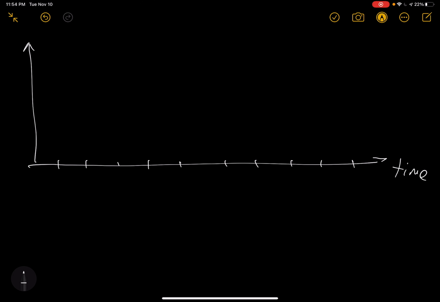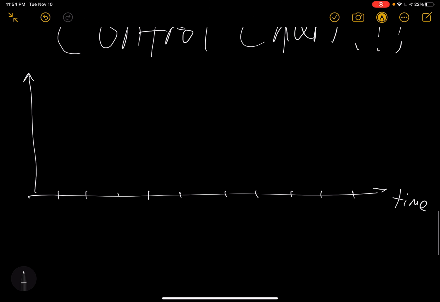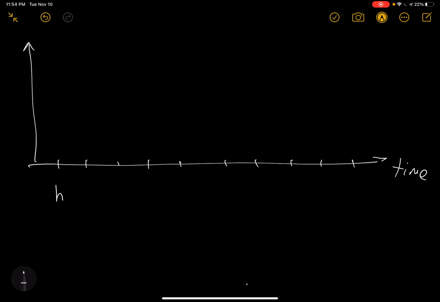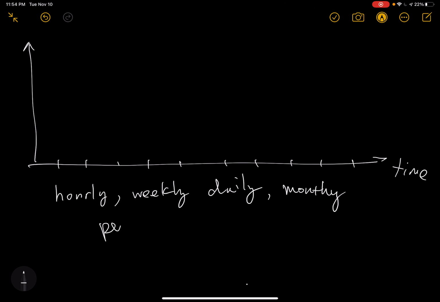You can call it hourly, or weekly, or daily, or monthly. Anyway, we have the time, we can call it a period. Each period of this, you can call 1, 2, 3, 4, 5, 6, 7, 8, 9, 10. I just drew 10. I don't know why.